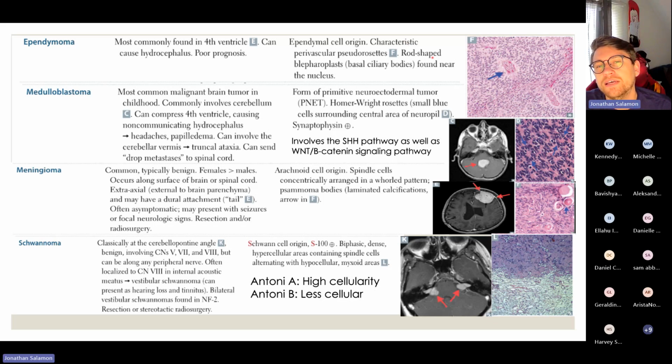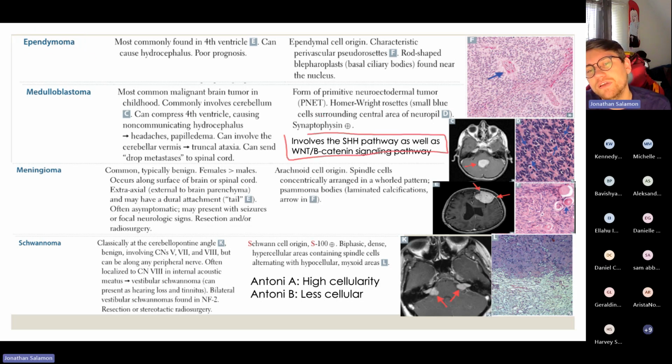And then no pseudorosettes. Usually they won't give you this picture. They'll ask you to know the term pseudorosettes. Medulloblastomas is in cerebellum. Again, this can also compress the fourth ventricle, but overwhelmingly, if they're talking about a compression of the fourth ventricle, they're talking about ependymomas.